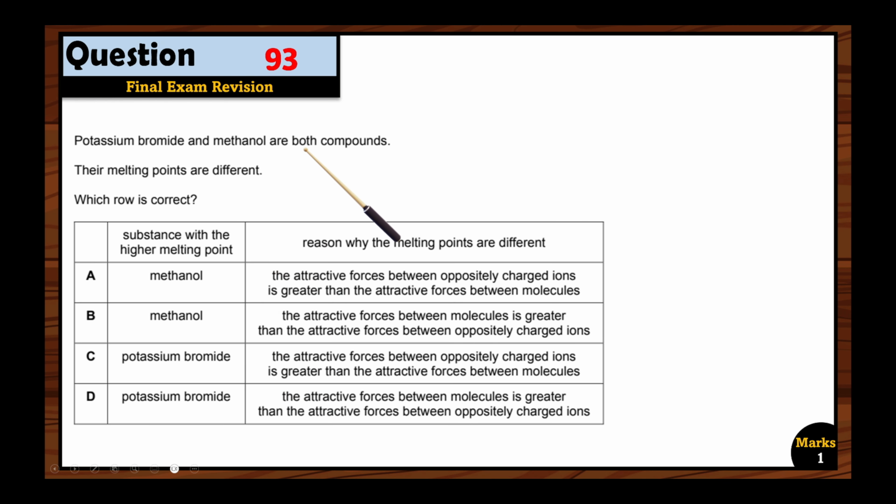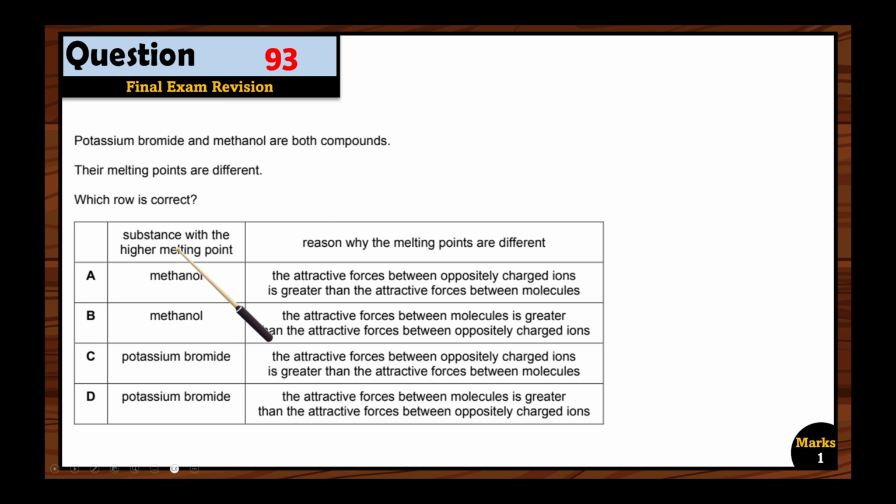Question 93. Potassium bromide and methanol are both compounds. Their melting points are different. Which row is correct? So both are compounds. Yes, that's right. But potassium bromide is ionic. Potassium, metal, bromine, non-metal. So metal, non-metal, ionic compound. Methanol, it's only made up of what? Carbon, hydrogen, and oxygen. So all of them are non-metal. So it is a covalent compound.